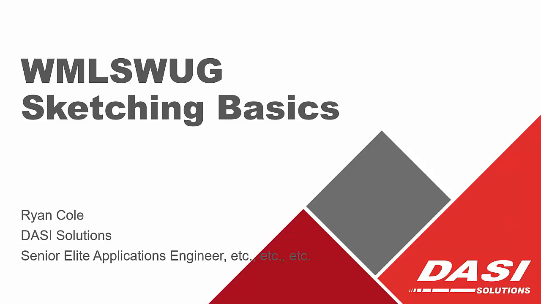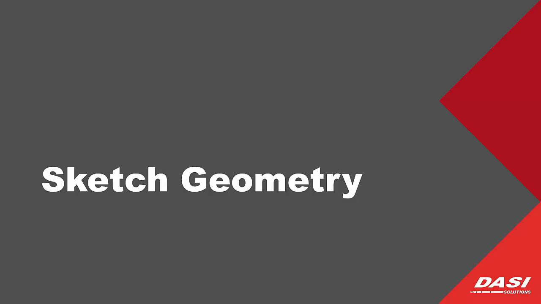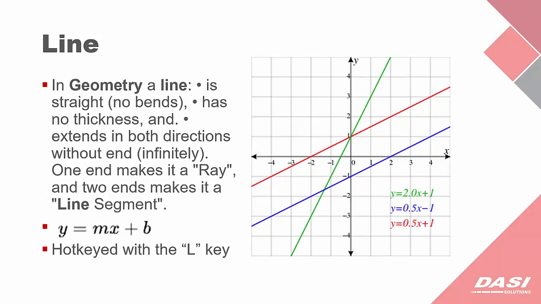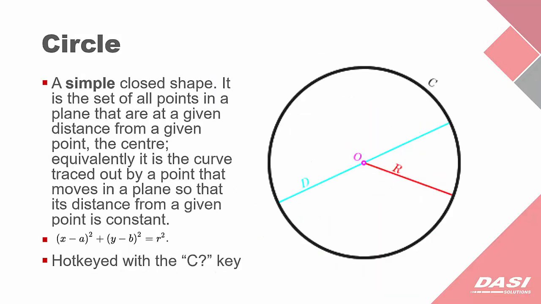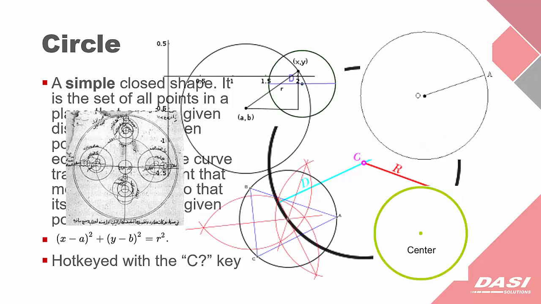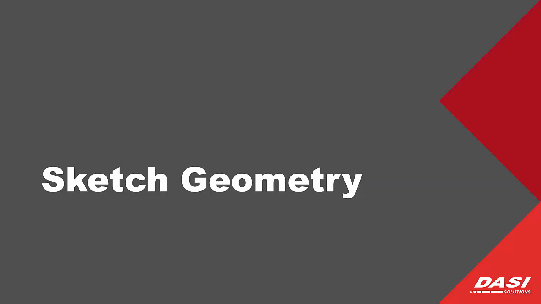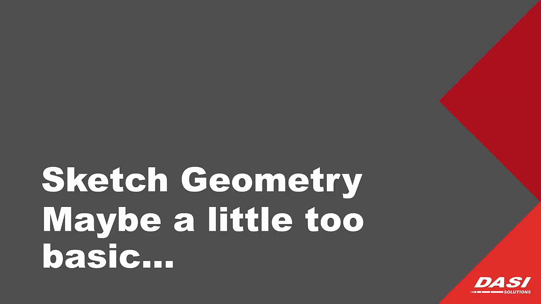So let's get into this a little bit and talk about sketch geometry. We're getting back to basics here. One of the first things we run into is a line, right? Everybody's familiar with a line. A geometry line is straight, no bends. All right, so let's go to circles. Once again, we have a simple closed shape, a set of all points at a given distance from the center. All right, so, maybe a little bit too simple, right?